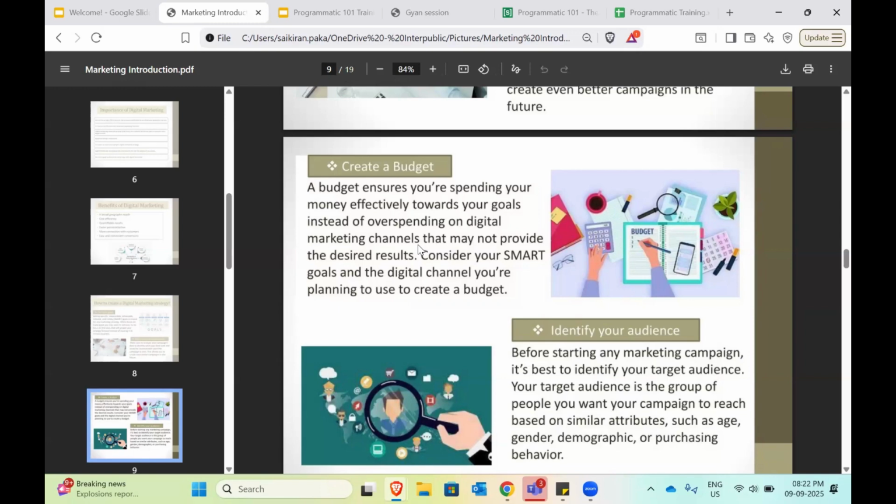Also, you need to filter the audiences. Again, what is the goal, whether it's awareness or consideration. So you have to consider a lot of things in planning the budget. Budget is a very crucial thing in setting up or starting any marketing campaign.